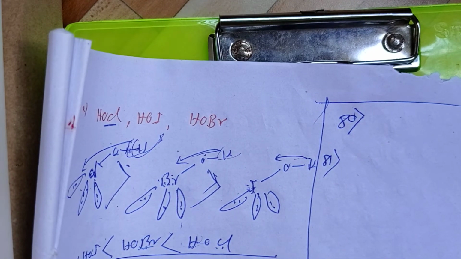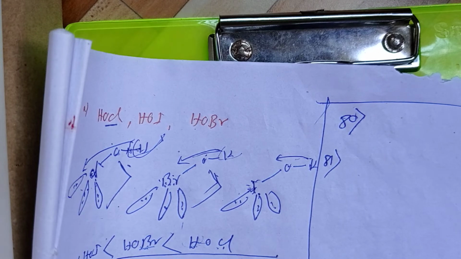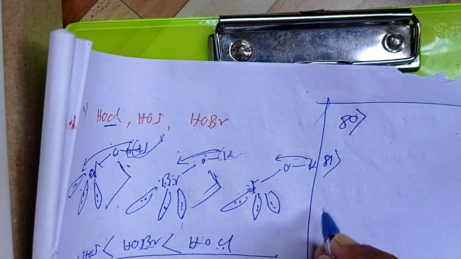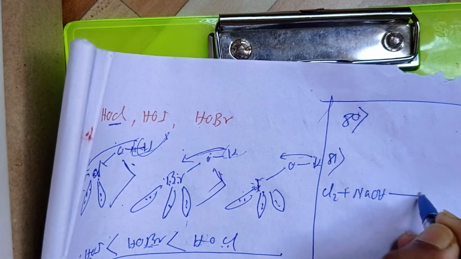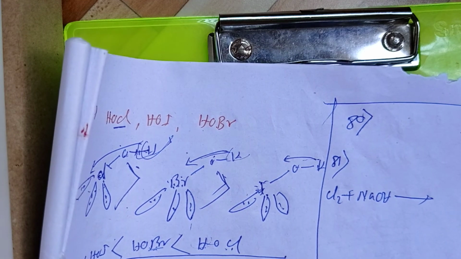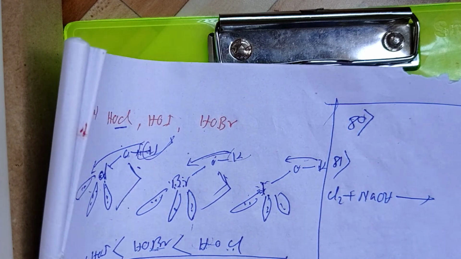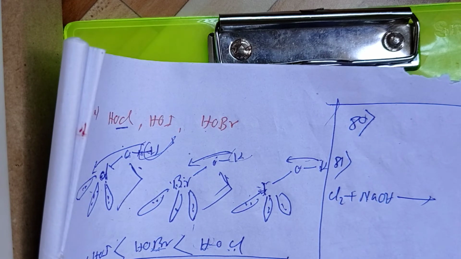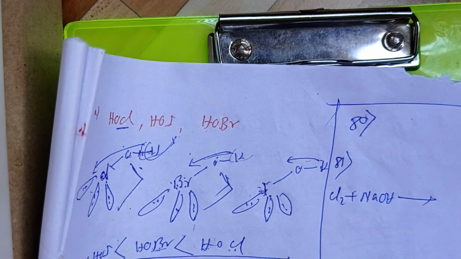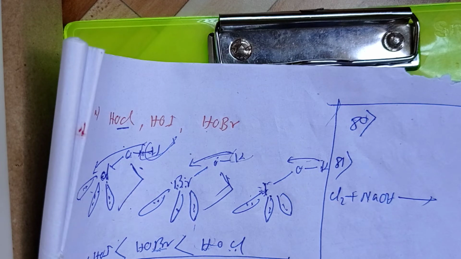Write the balanced chemical equation of chlorine with hot concentrated sodium hydroxide solution. It is a disproportionation reaction. Chlorine with hot sodium hydroxide: is this a disproportionation reaction or not? Yes, this is a disproportionation reaction. The balanced chemical equation to write is chlorine with hot sodium hydroxide.